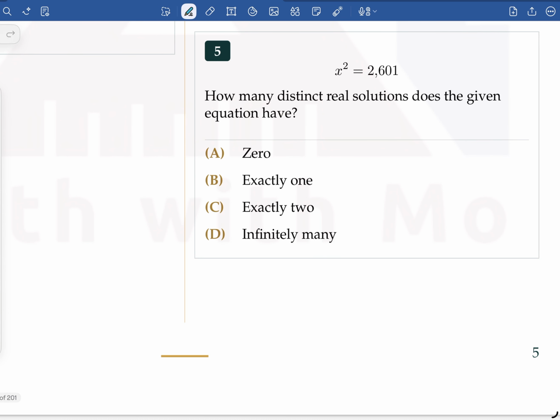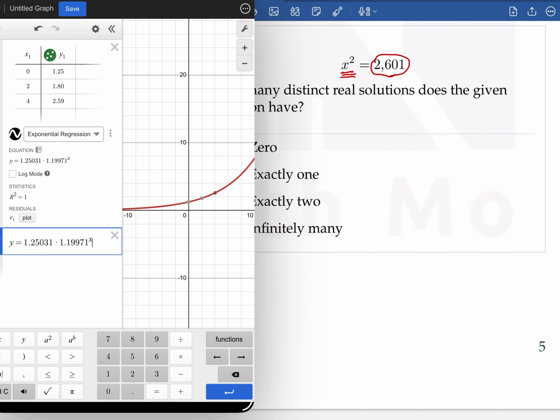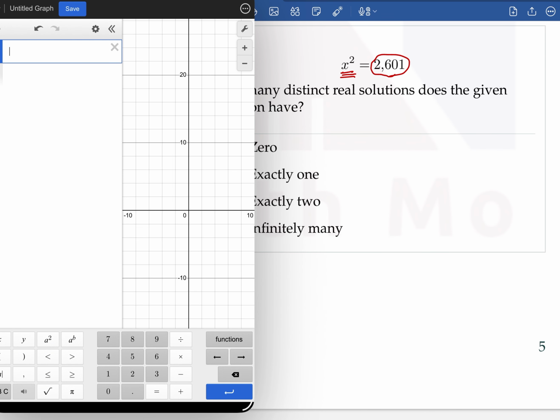Question number 5. x squared is equal to this number. How many distinct real solutions does the given equation have? In this kind of question, when you have x squared on one side and a positive number on the other side, there are always exactly two solutions. If you are not familiar with this type of question, you can also write everything on Desmos, even if you have some other additional numbers added, or maybe x squared plus 2x is equal to this number. So you have to graph it on the Desmos calculator to see how it appears.